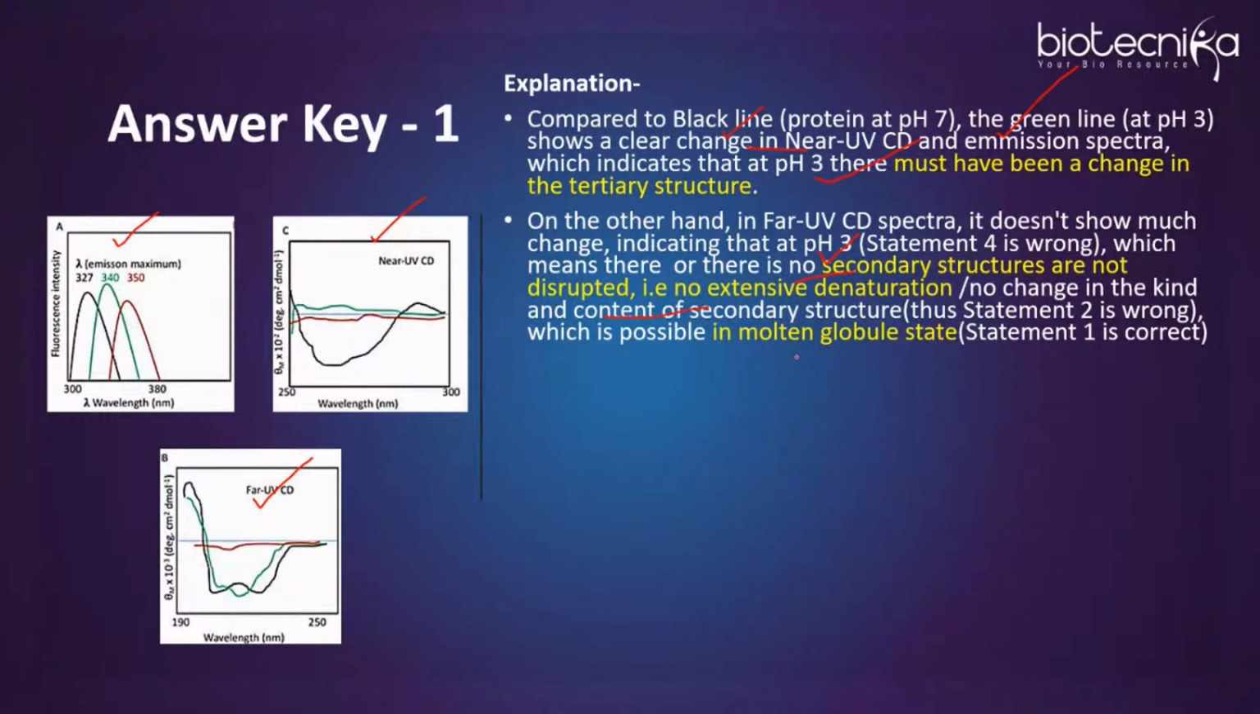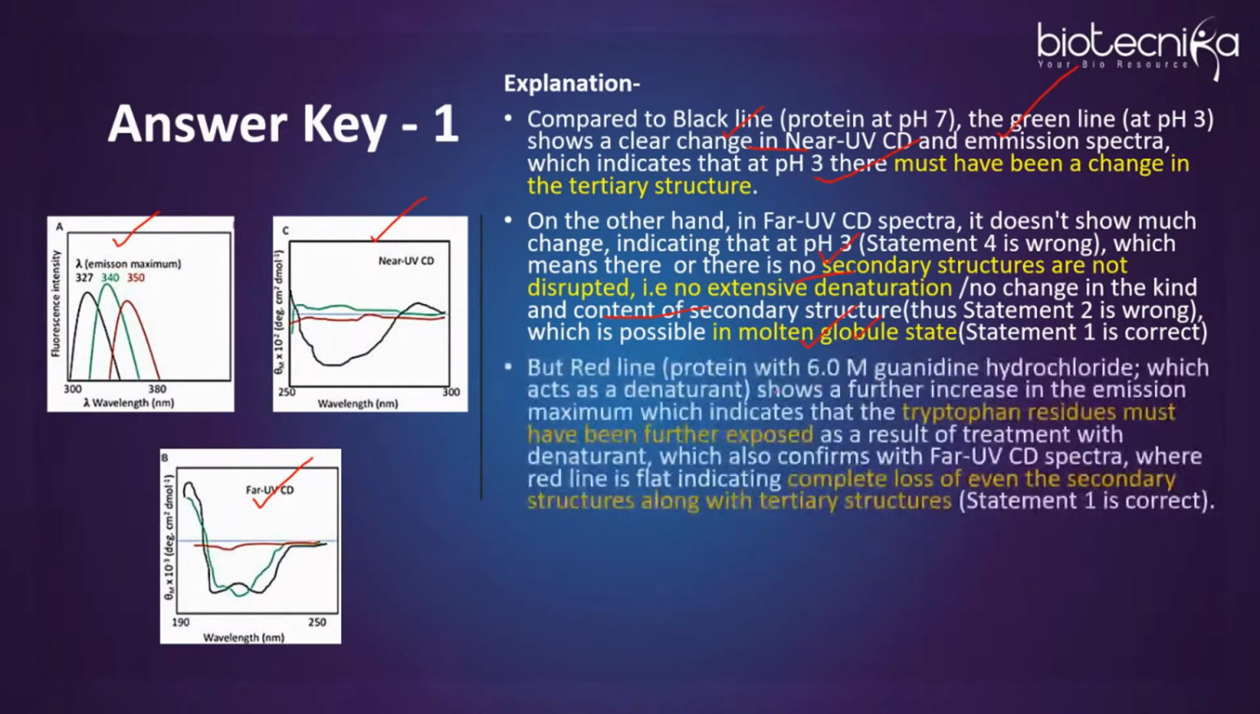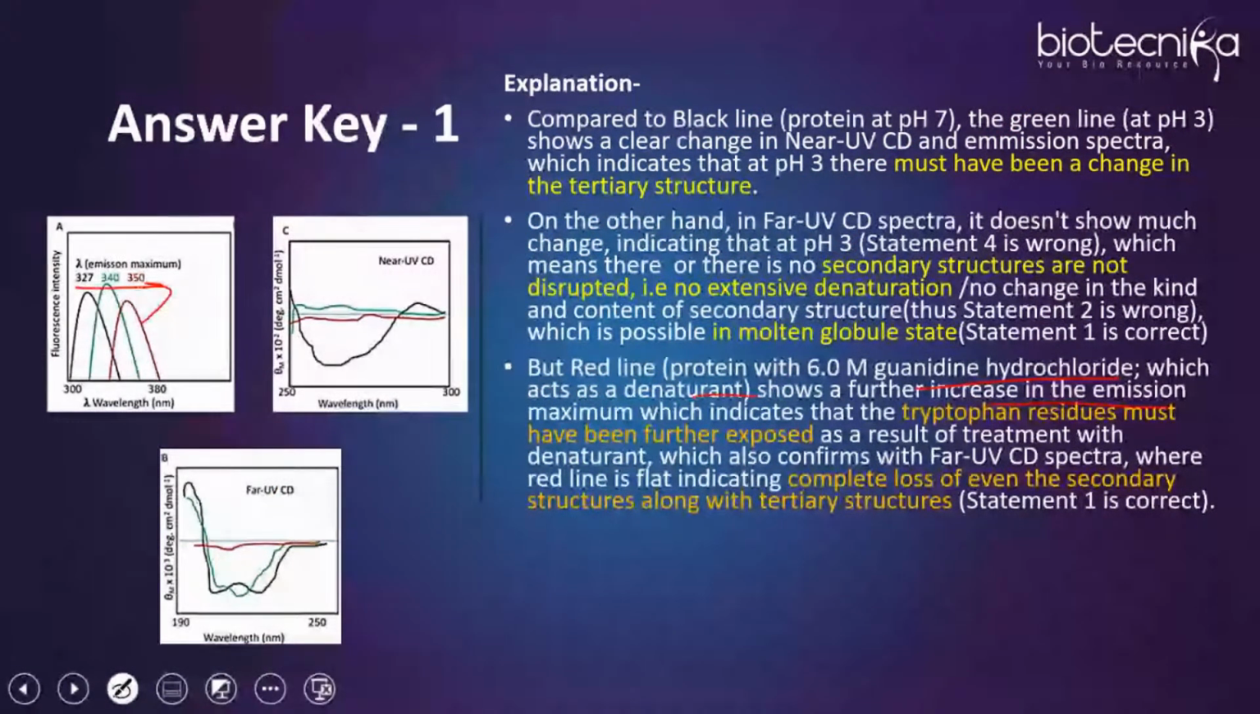Now this is only possible in the molten globule state, where it has maintained its secondary structure, but yes, tertiary structure is somewhat disrupted. Okay, so statement 1 is correct. And the red line, if you talk about guanidine hydrochloride, which acts as a denaturant, it increases the emission maxima, which means that yes, slowly green, then red, it is slowly getting denatured.